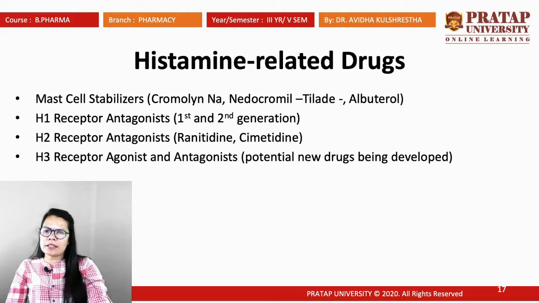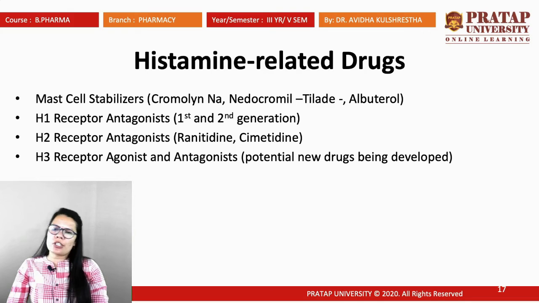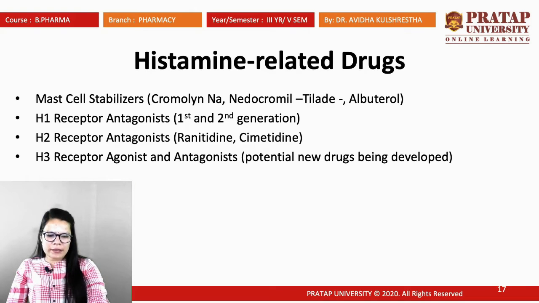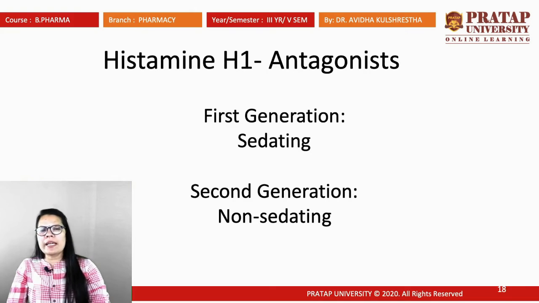Histamine related drugs are mast cell stabilizers, H1 receptor antagonists, generation 1 and generation 2, H2 receptor antagonists, ranitidine and cimetidine and others, H3 agonists and antagonists both, and potentially new drugs being developed. So first of all we will discuss histamine H1 antagonists, first generation, sedating.